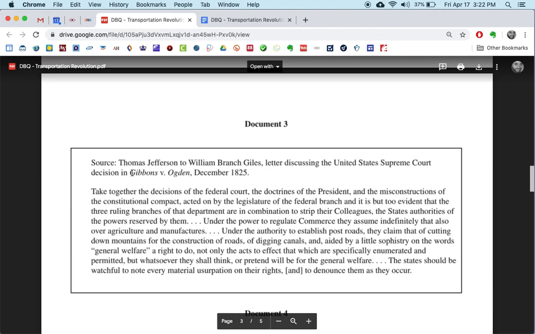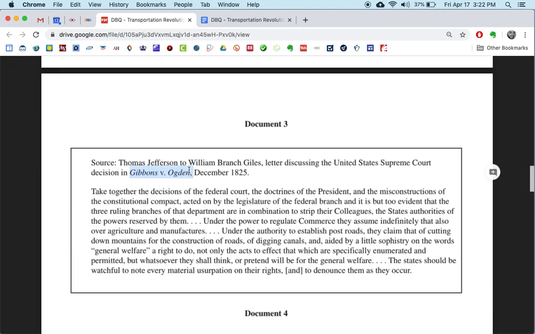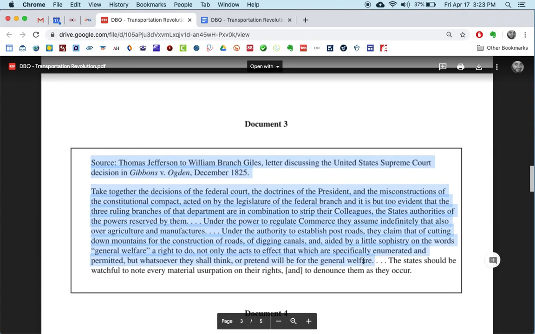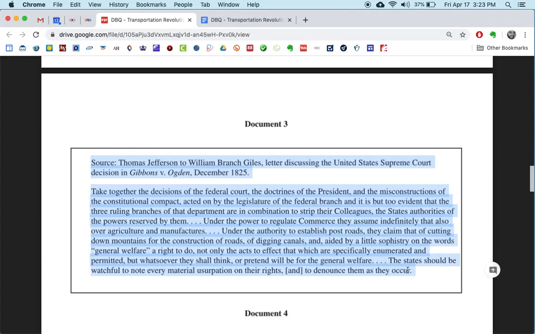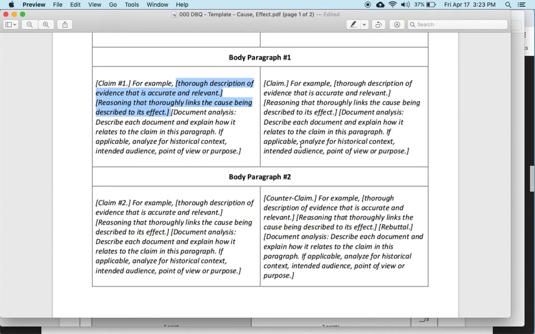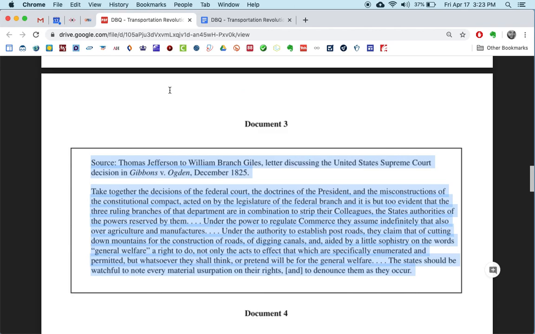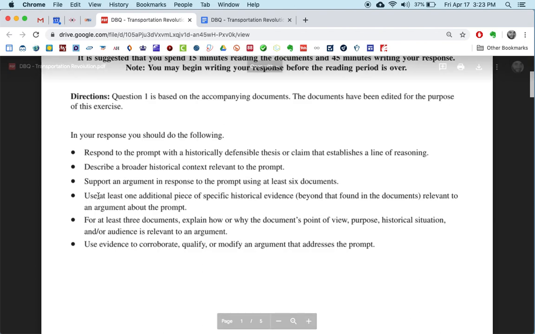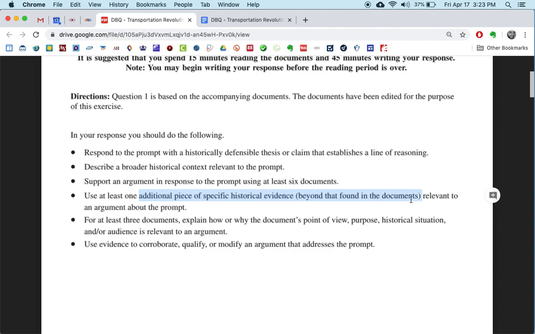So for example, I can't use Gibbons versus Ogden, a Supreme Court case, as my evidence in this part of my essay. Of course, I can use this document later in that paragraph to prove my point, but I get a separate point here on the AP rubric for evidence, as they put it, beyond the documents. In fact, I'll prove it to you. Here's their rudimentary rubric. Additional piece of specific historical evidence beyond that found in the documents that is relevant to the argument about the prompt.